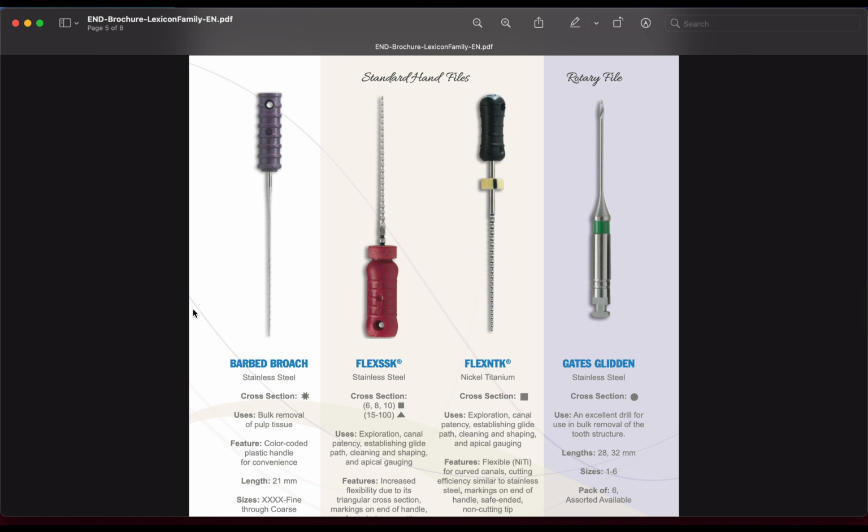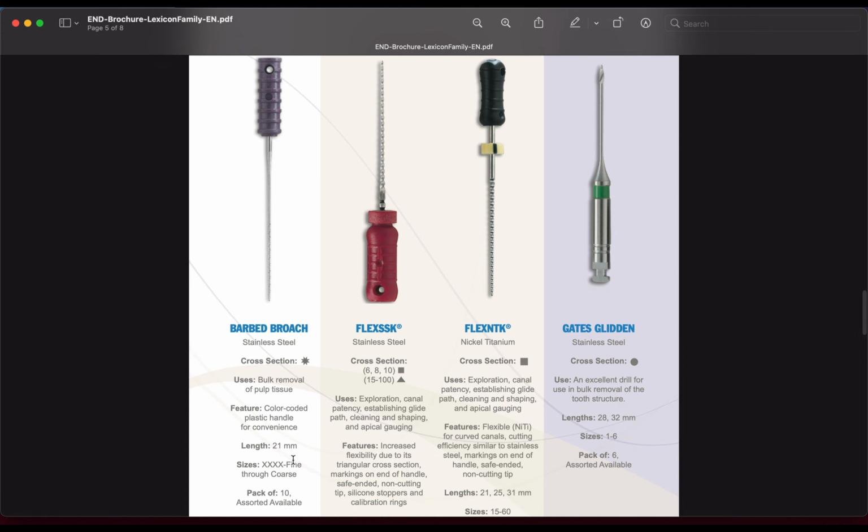You may want to consider getting a couple of barbed broaches. All those are really used for is taking out sponges and cotton pellets. They're almost magic. When you actually need one, you just stick it into the cotton pellet or the sponge and twirl it a few times and pull it out, and it pulls it right out, as opposed to futzing around with it with an Endo Explorer forever.